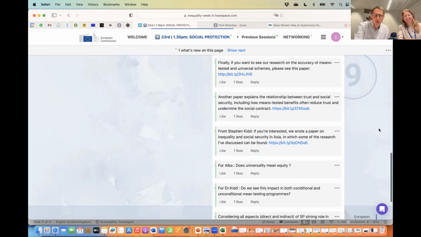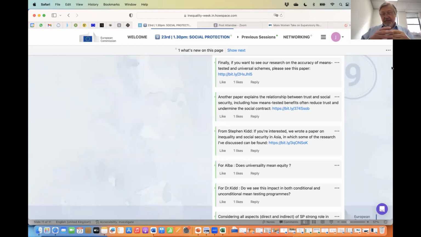Stephen, do we see this impact in both conditional and unconditional means testing programs? I guess here we're referring to the means testing program that you presented. I saw this question come up at the time when you were presenting the targeting errors, right? And so are these targeting errors similar in both conditional and unconditional means testing programs?